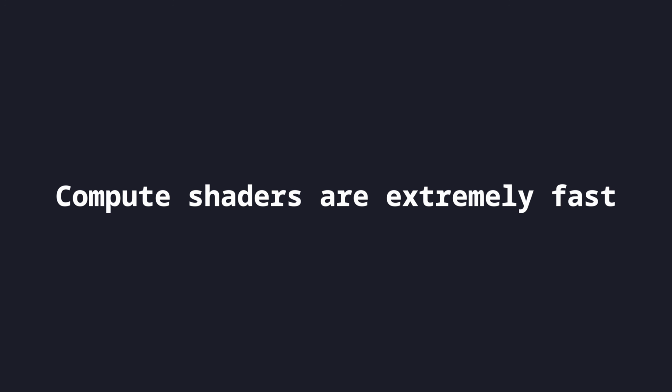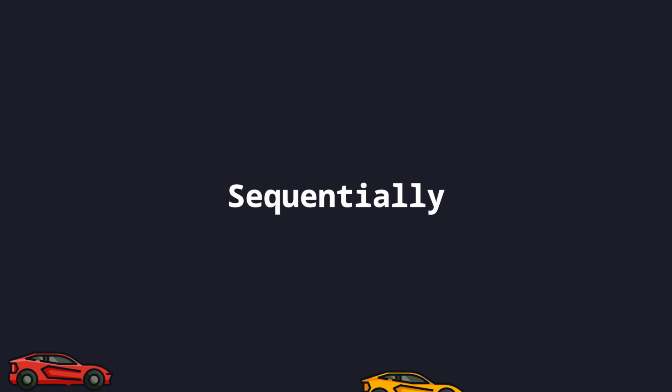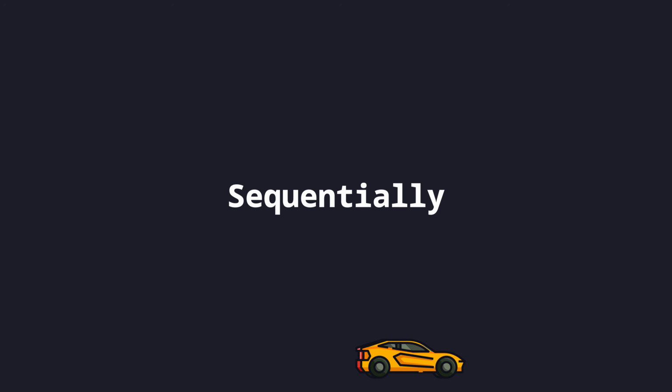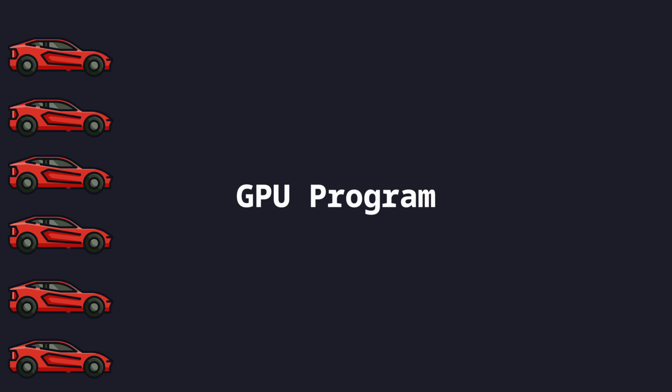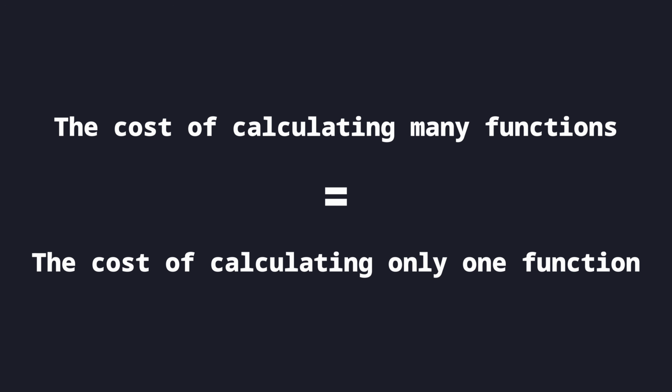Compute shaders can be extremely fast, and the reason behind their speed is the architecture of the GPU. The GPU is designed to run tasks in parallel. A simple way to think about it is this. CPU programs run sequentially, meaning if each CPU function is a car, this car needs to reach the destination before the next car is allowed to move. A GPU program, however, is like a bunch of cars in a race. All of these cars start moving at the same time, and when all of these cars are done, we're done. And so the cost of calculating many functions is equal to the cost of calculating only one.